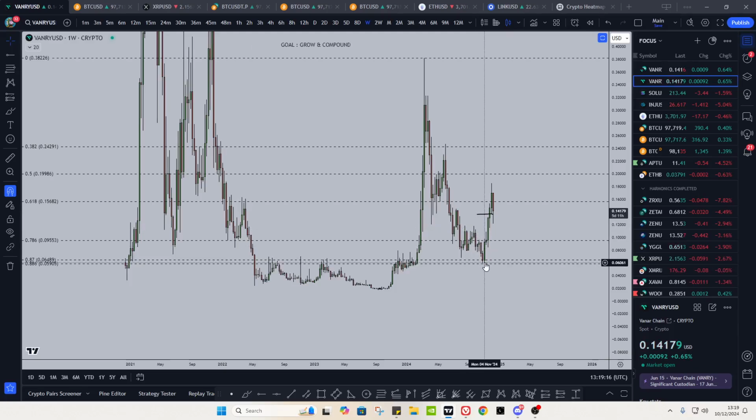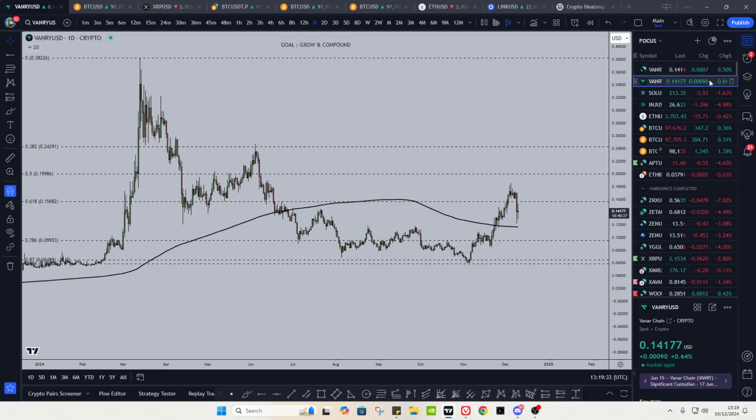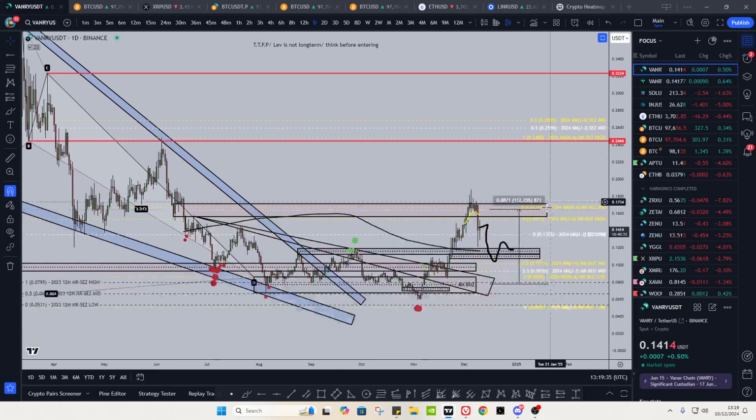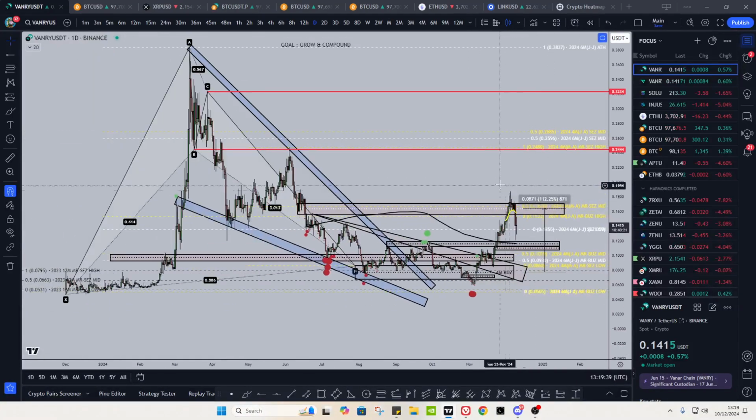Your last lower high that led to the lower low has been taken out. A higher low is being attempted. If that's successful, then you just look at your external liquidity again. Those are your targets on Vanry. So Vanry also looks ready to go. I've got my final allocations left to size up on.